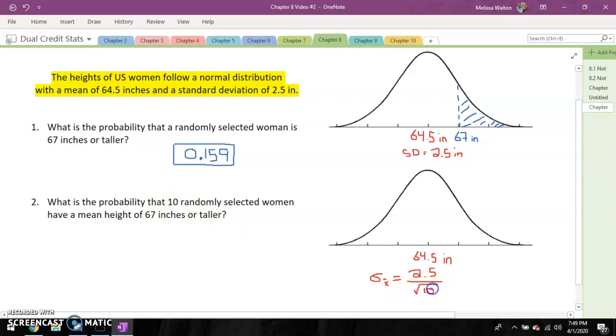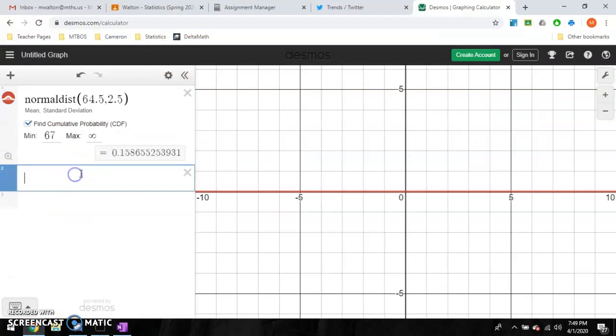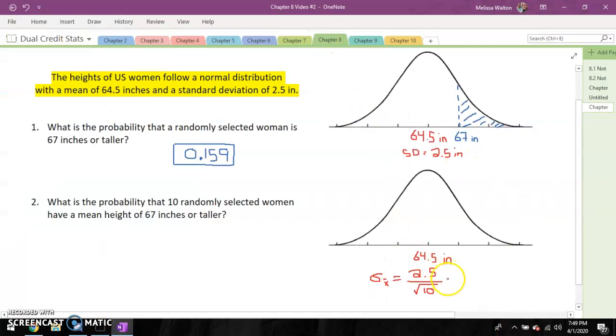We have 2.5 divided by the square root of 10. So I'll go ahead and calculate that out. 2.5 divided by the square root of 10. My new standard deviation is much smaller. Instead of a standard deviation of 2.5, my standard deviation is only 0.79. All right. And the rest of this problem, actually, I still have everything in Desmos. I'm going to go ahead and draw it out anyway, though. I'm still looking for what is the probability that these women have an average height of 67 inches or taller. All right, so that is my endpoint. I'm looking off towards infinity.